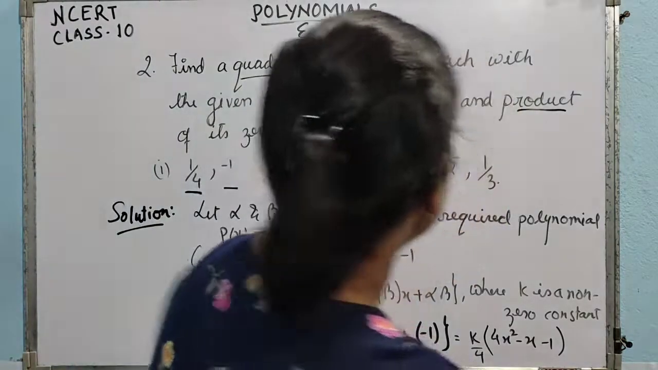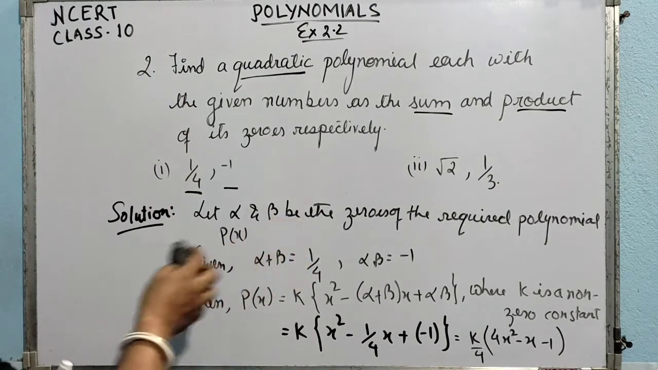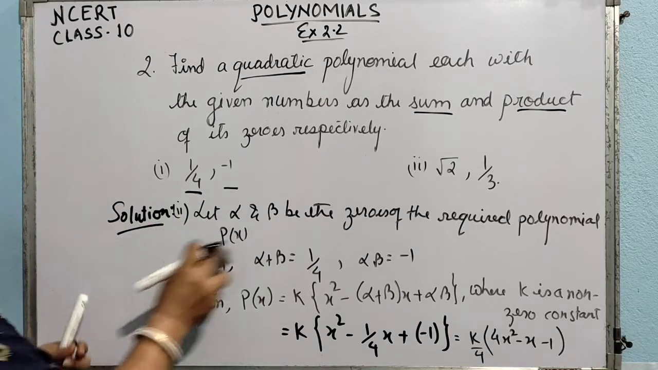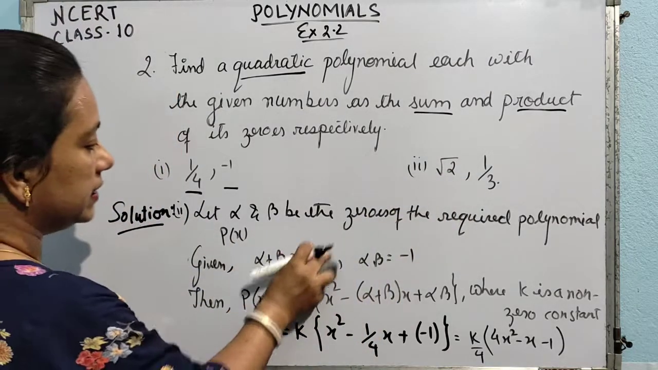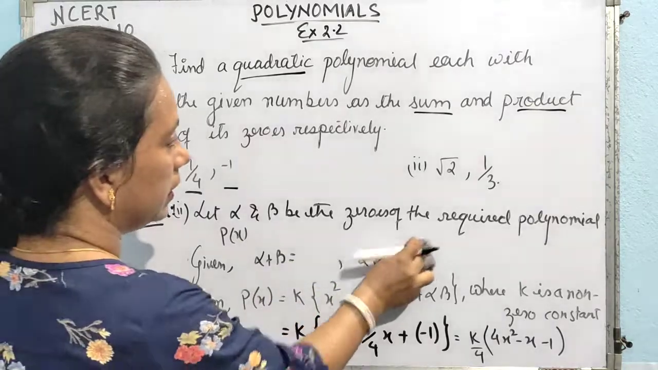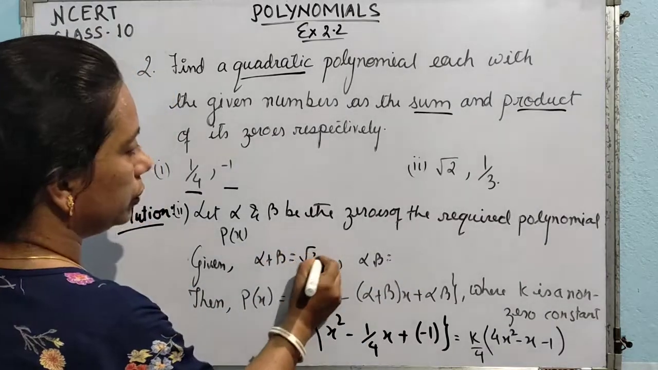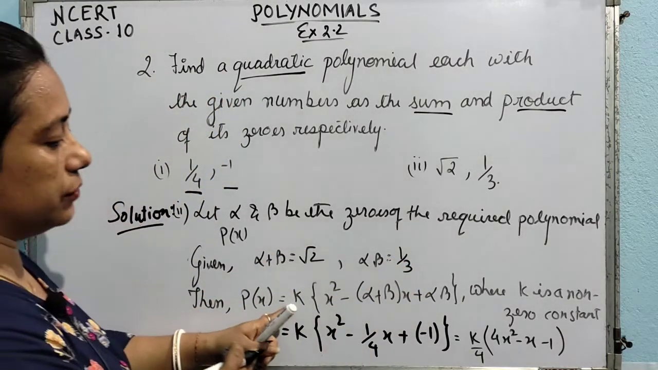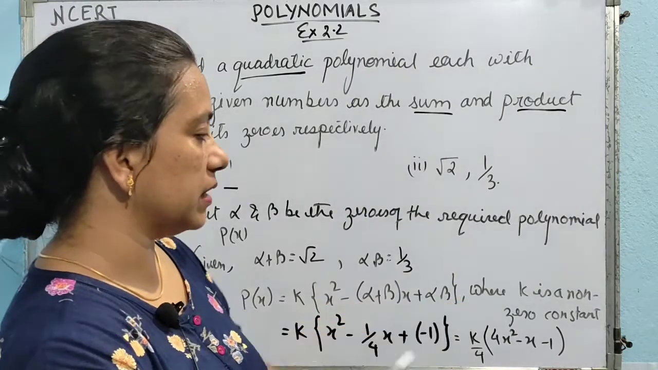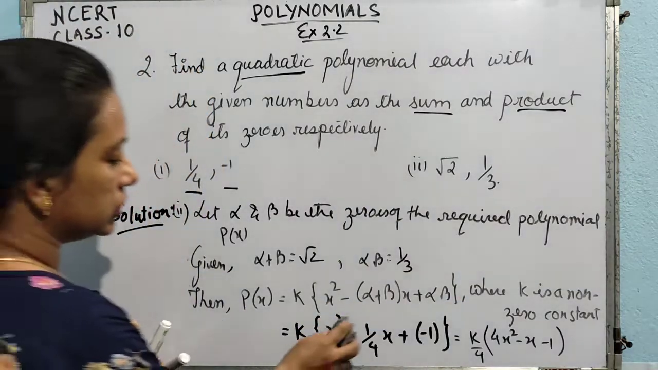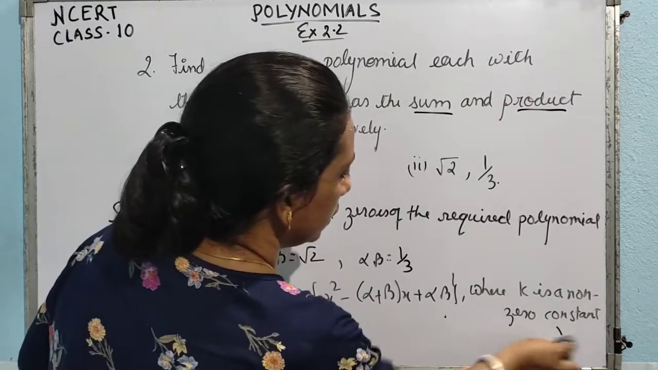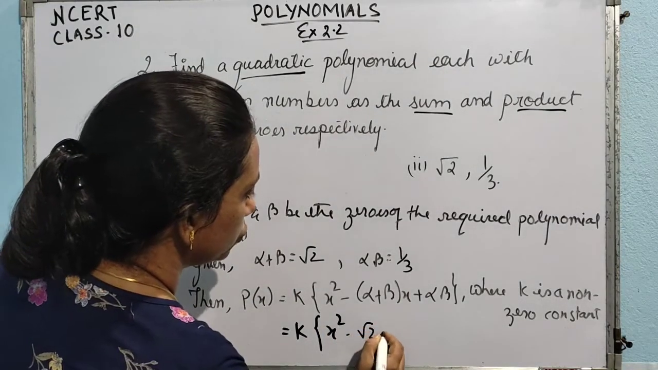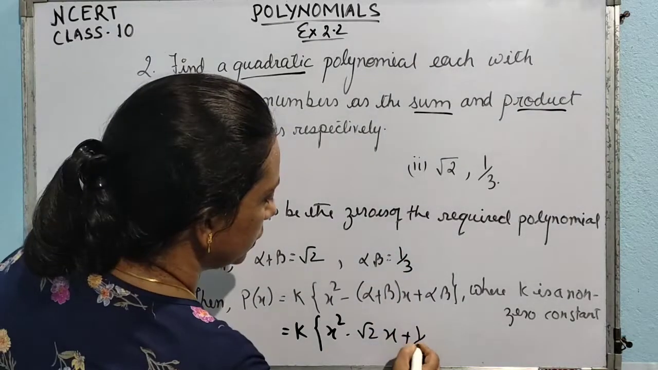So after doing this one, I am moving on to the second one. So I am going for the solution of the second one. Same, let alpha and beta be the zeros of the required polynomial. Then in this case alpha plus beta is given to be root 2 and alpha into beta is given to be 1 by 3. So again we can write p of x is equal to k into x square minus alpha plus beta x plus alpha beta, where k is a non-zero constant, and just go on putting the values of alpha plus beta and alpha beta. So alpha plus beta in this case is root 2, x plus alpha beta is given to be 1 by 3.